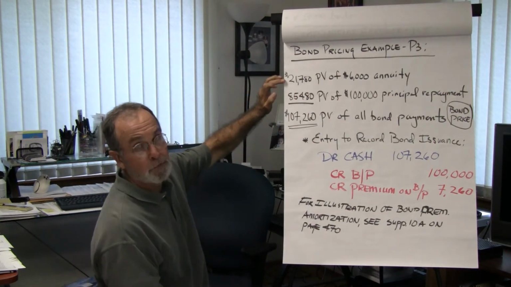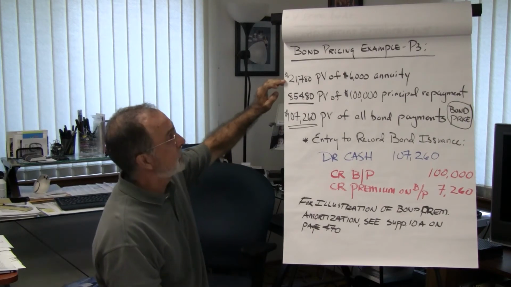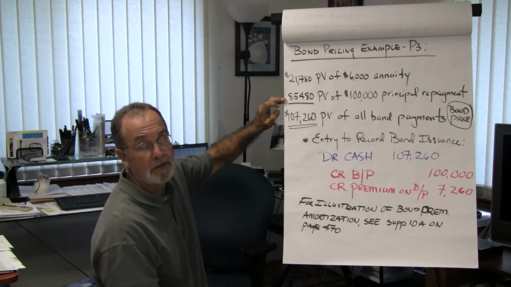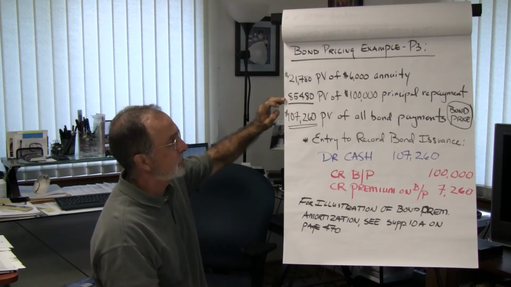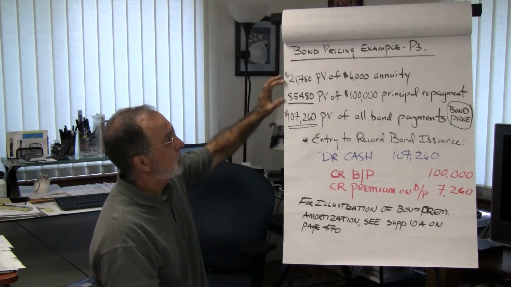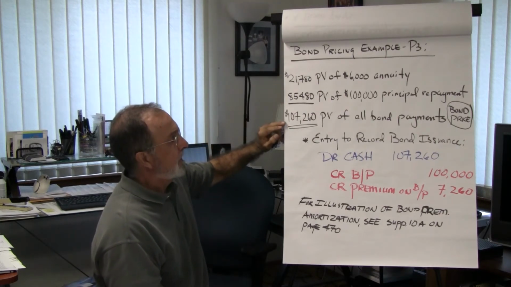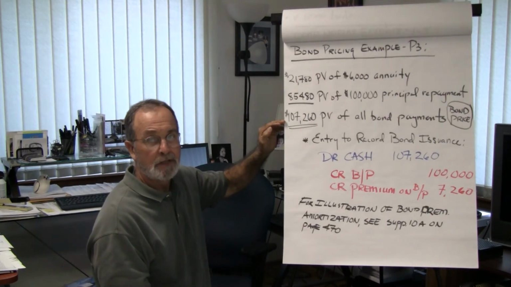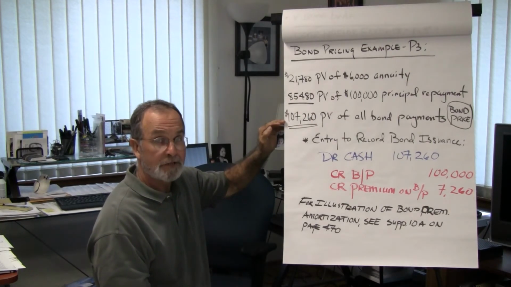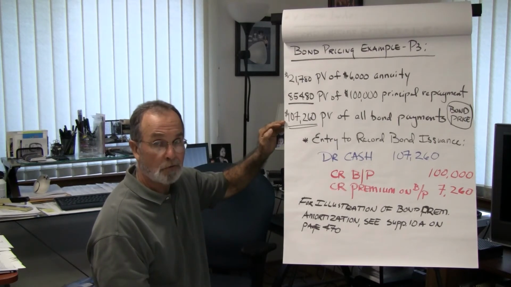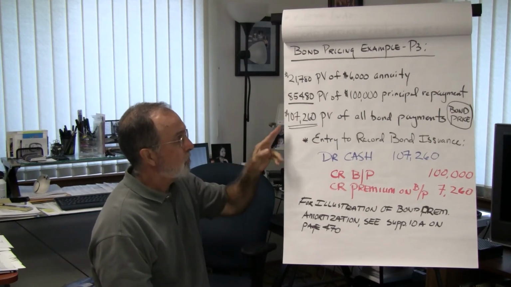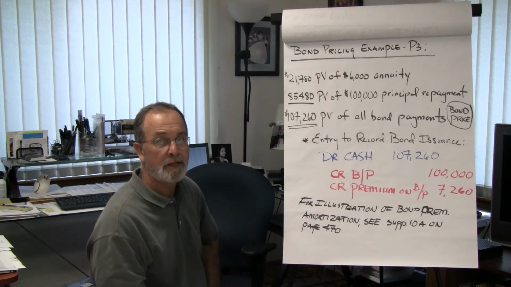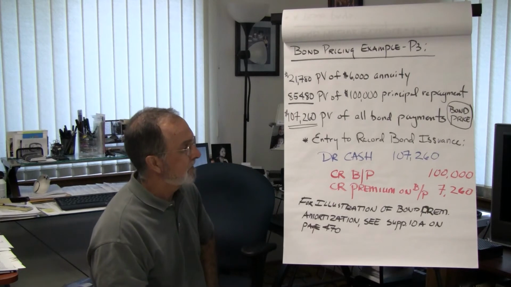We take the present value calculation of the annuity and the present value calculation of the lump sum payment at the end of 4 years, the principal repayment. We add them together and we find that the total present value, or the price of this bond issue in total, will be $107,260. That is the bond issue price.